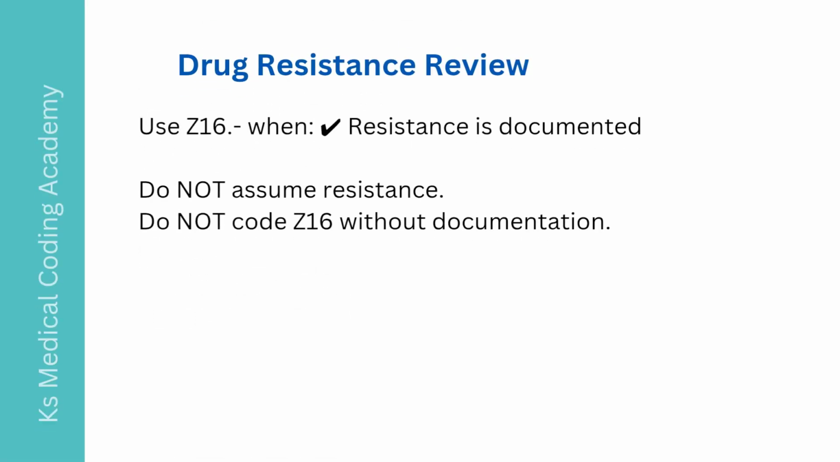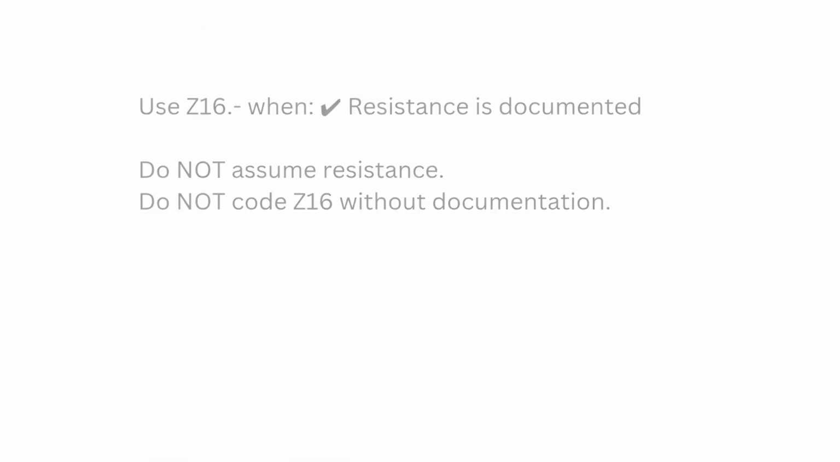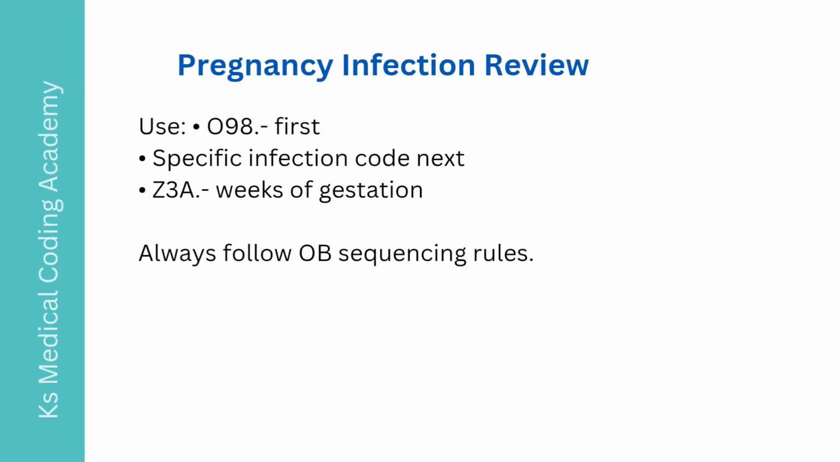Drug resistance review. When drug resistance is documented, assign an additional code from category Z16. Do not assume resistance and do not code Z16 without clear documentation. Pregnancy infection review. Infections during pregnancy are coded using O98 codes first. Next, assign the specific infection code, followed by the weeks of gestation using Z3A. Always follow obstetric sequencing rules.